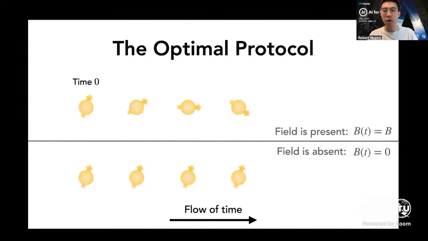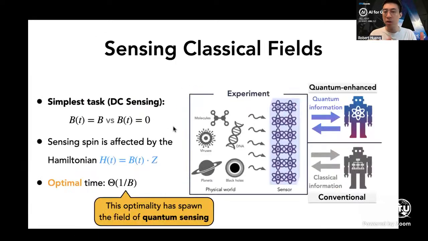And slowly, after more and more time, we can see that when the field is absent, the spin will just not be moving. But when the field is present, it will start rotating slowly. And at around the time pi/b, so roughly scaling as 1/b, if the field is weak, this is going to be a very long time. We can see that the spin is now rotated to a direction that is opposite from the starting direction. So at this point, when we perform a measurement, measuring in the direction based on where the spin starts, we will see that when the field is present, it will be in the opposite direction compared to when the field is absent. And hence, with time 1/b, we will be able to accurately detect whether the field is there or not, hence solving the simplest task of DC sensing.